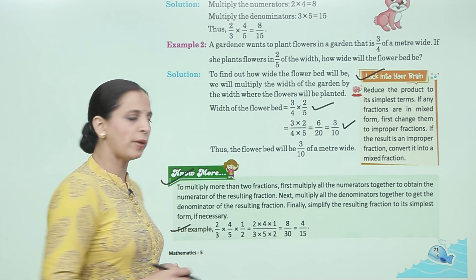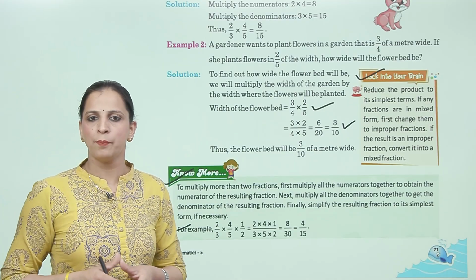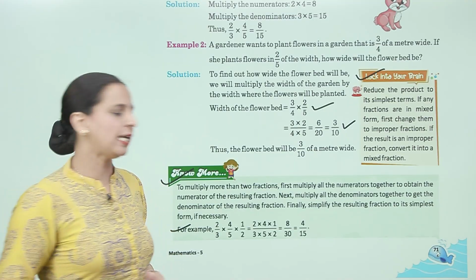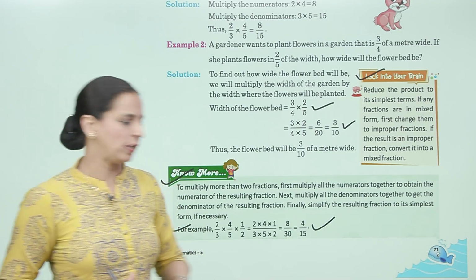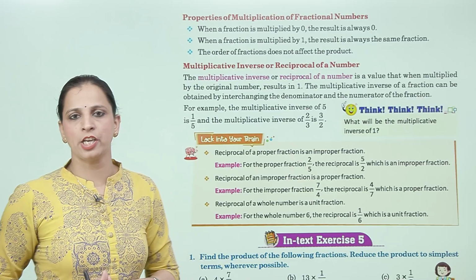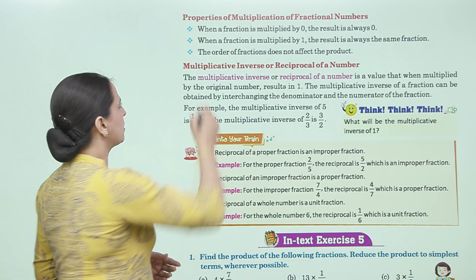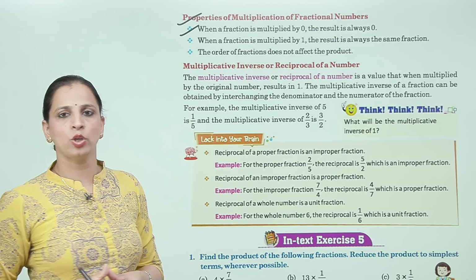For example, 2 by 3 into 4 by 5 into 1 by 2. That is 2 into 4 into 1 upon 3 into 5 into 2, that is 8 by 20, and in its simplest form it is 4 by 50. Now properties of multiplication of fractional numbers. First, when a fraction is multiplied by 0, the result is always 0.